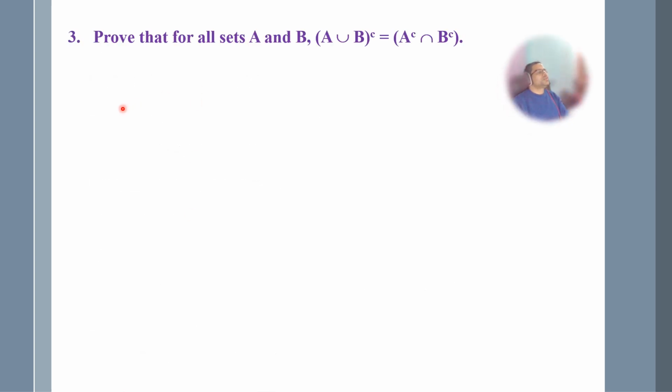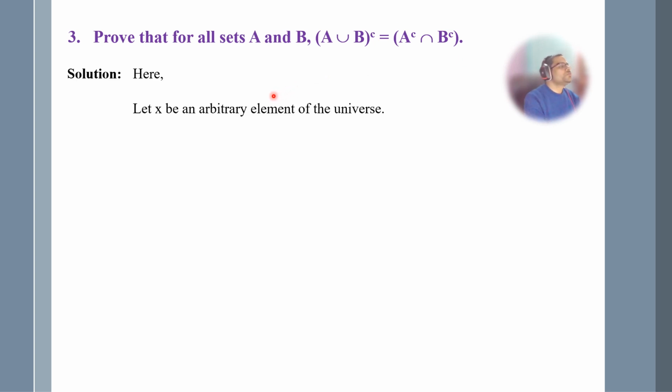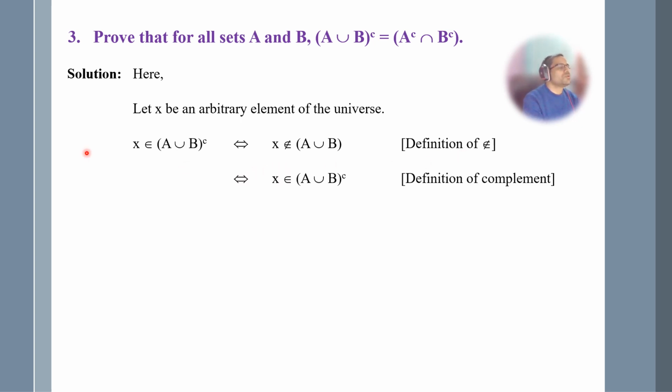And now my next question, the third question, is: prove that for all sets A and B, the complement of A union B equals A complement intersection B complement, which is the De Morgan law of set theory. We have to prove this. To prove this, let x be an arbitrary element of the universe. Then x belongs to (A union B) complement if and only if x does not belong to A union B, this is the definition of complement.